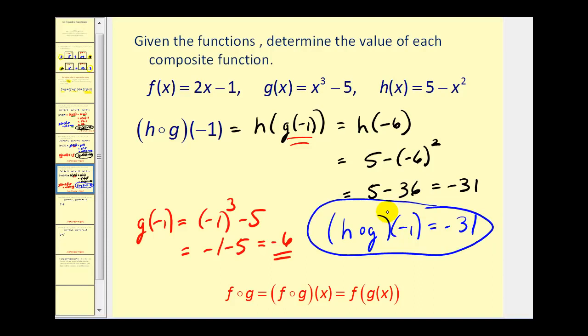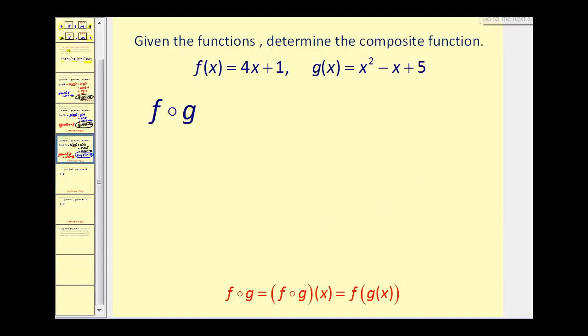Okay, now there's one other type of problem we need to look at. Notice on this problem they don't give us an initial input. So what we're going to have to do is input one of the functions into the other function, and again it's important that we follow the correct order. So remember, this is the same as f of g of x, which by definition is equal to f of g of x written this way.